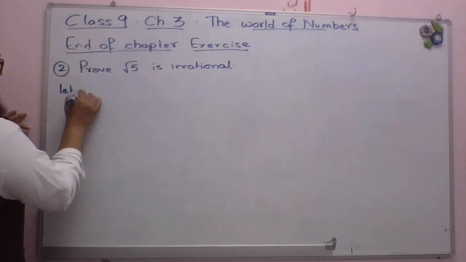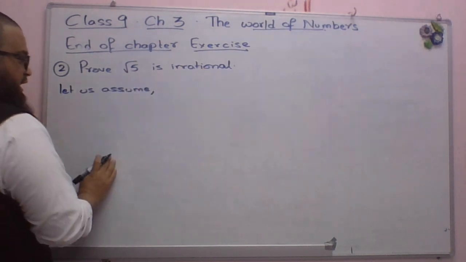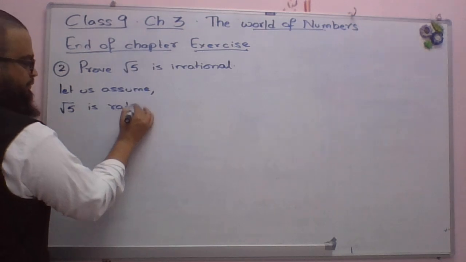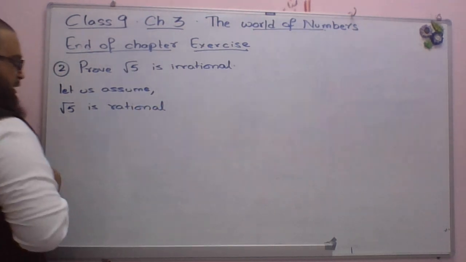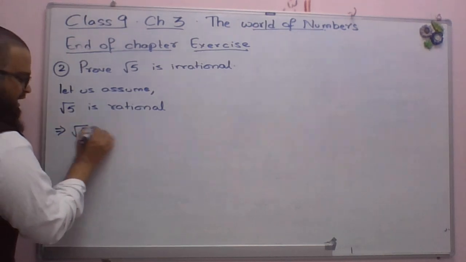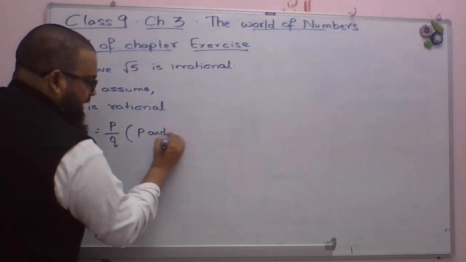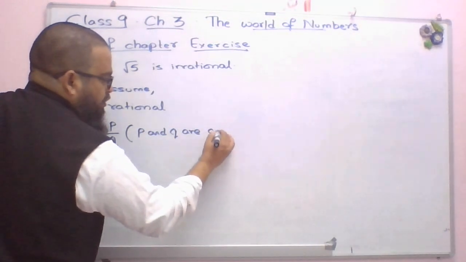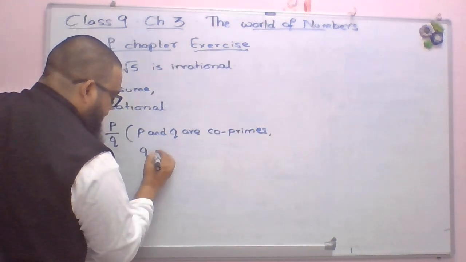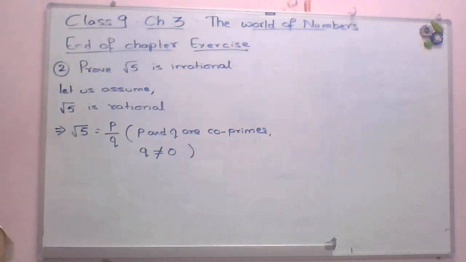So let us assume the opposite to what is given. Root 5 is irrational, right? Let us assume root 5 is rational. So if it is a rational number, that implies root 5 is equal to what? It can be expressed as p by q form, where p and q are integers and co-primes. And the most important thing is q not equal to 0. Is it right? So these are the very important things.